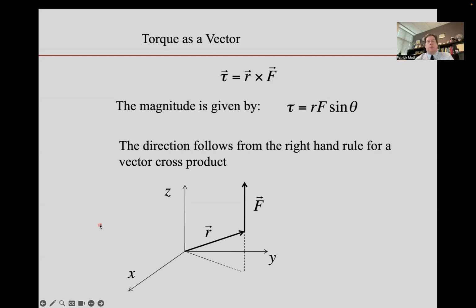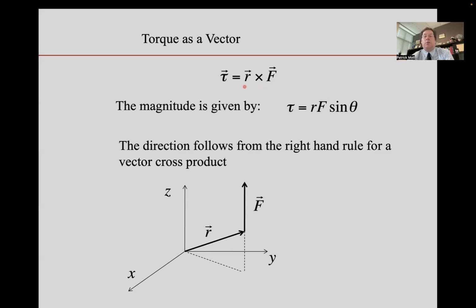We'll go over the torque as a vector quantity, try to have a clear picture of what that means in our minds. So torque is defined with a vector cross product. So I have a position vector R cross F gives me the direction, gives me the torque as a vector. And let's remind ourselves a little bit about what the cross product does.